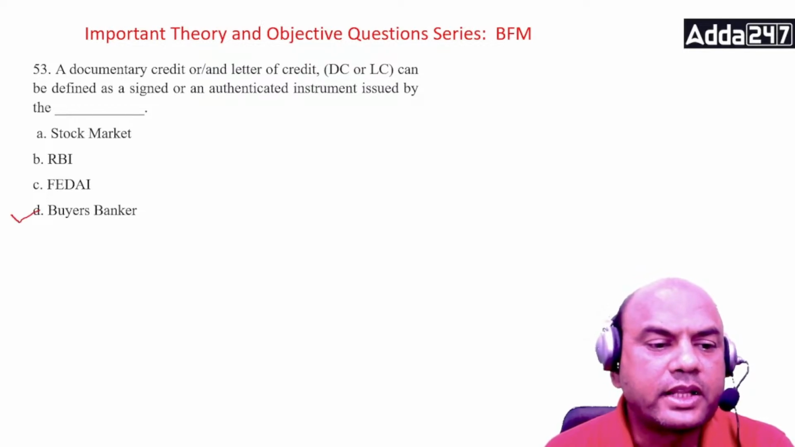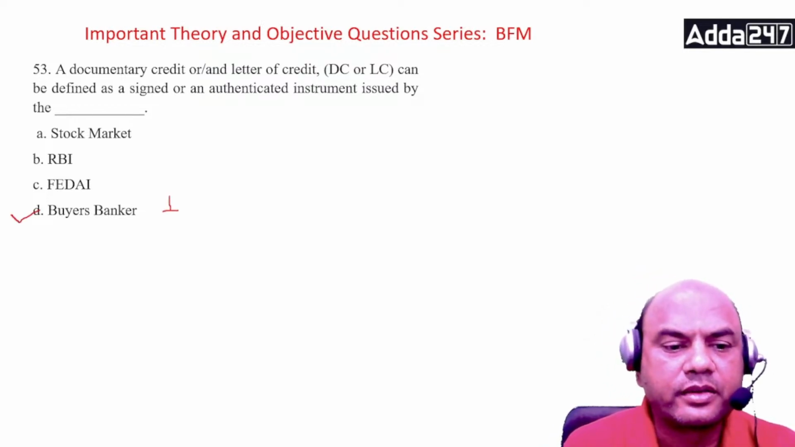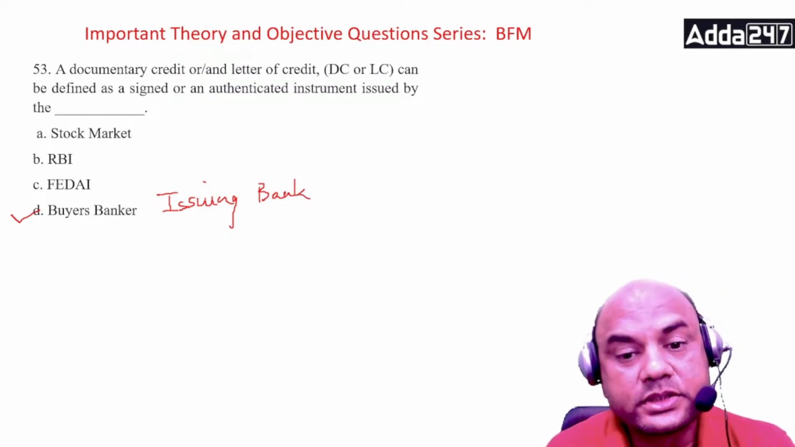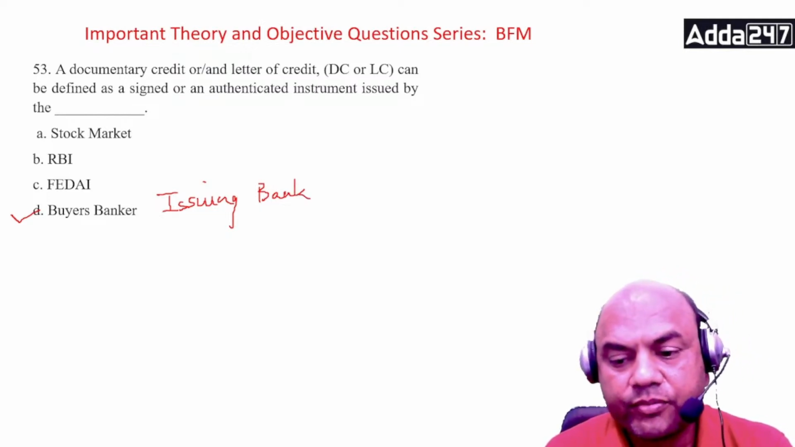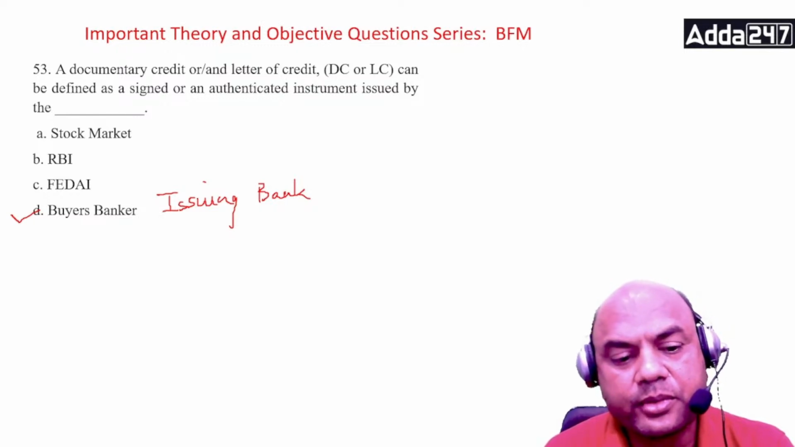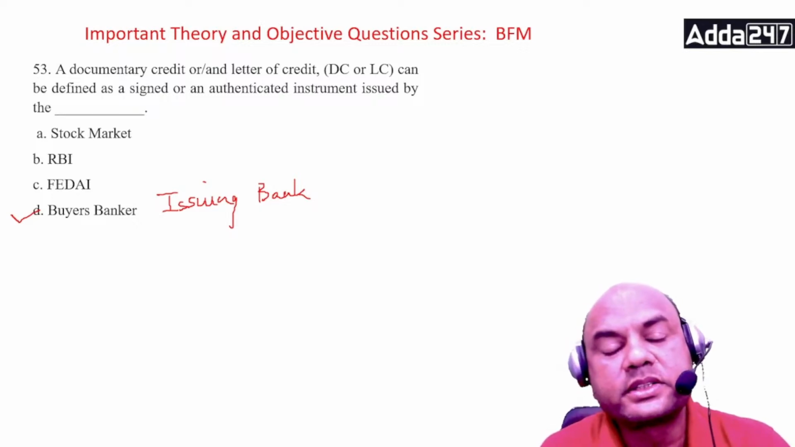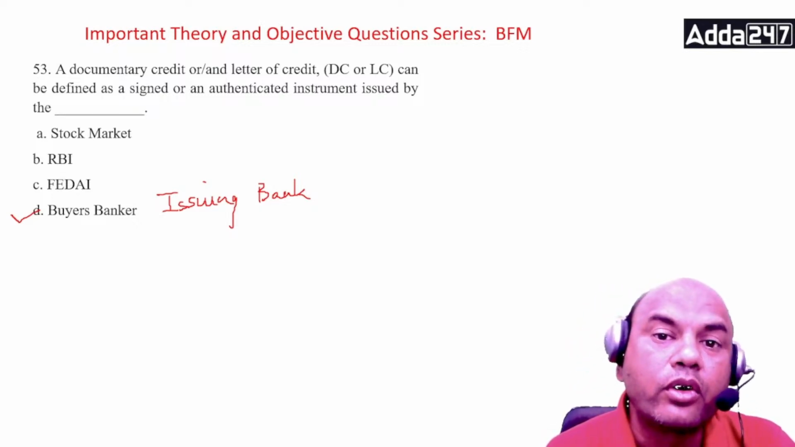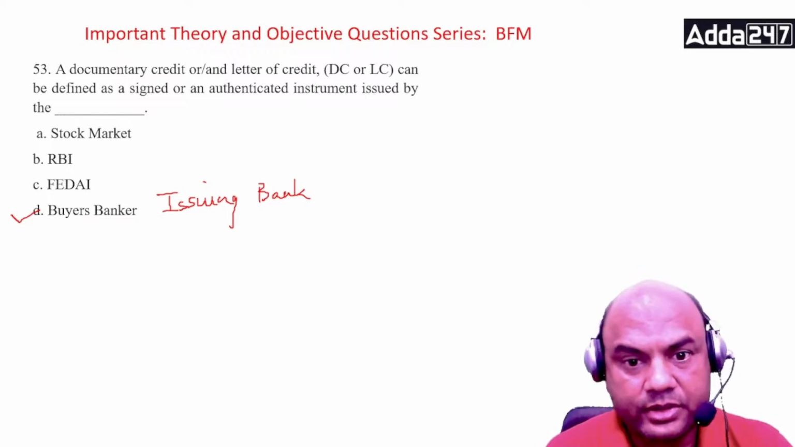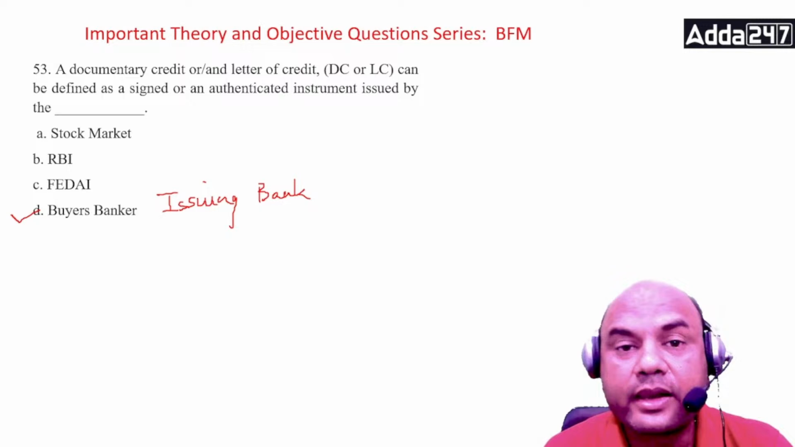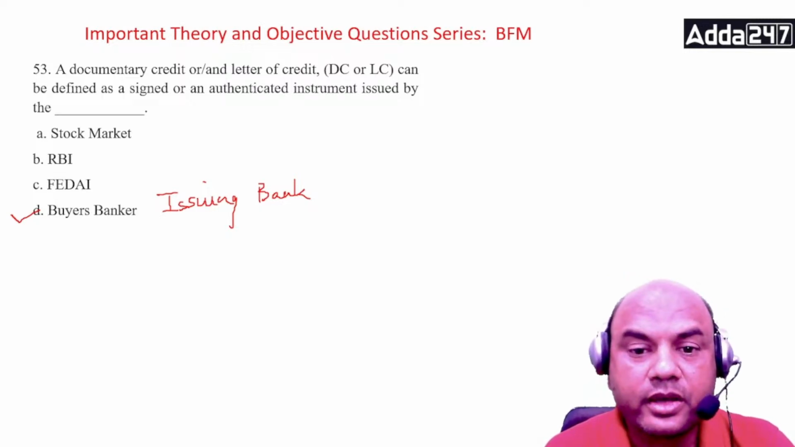This is also called the issuing bank. Got it? Now let me give you some important definitions. Buyer's bank means the issuing bank, which issues the LC on the request of the buyer. That is very important, because after all the buyer or importer is requesting you.